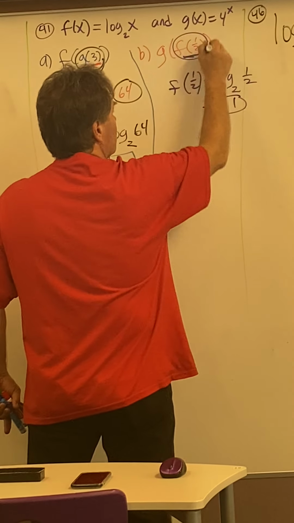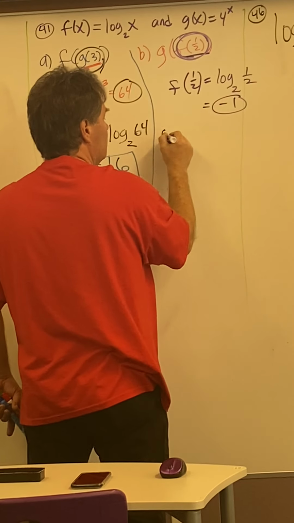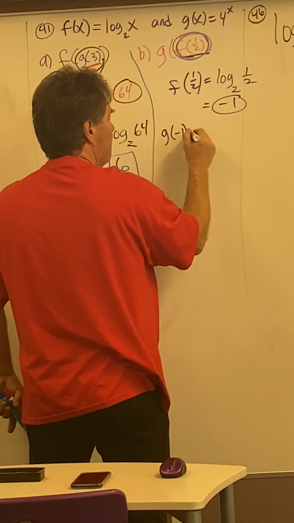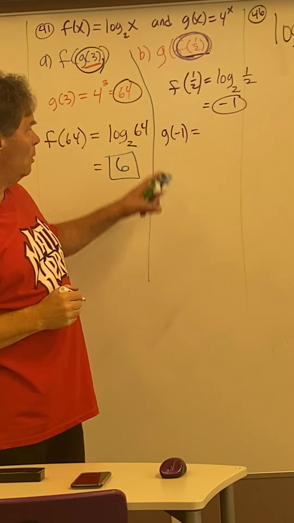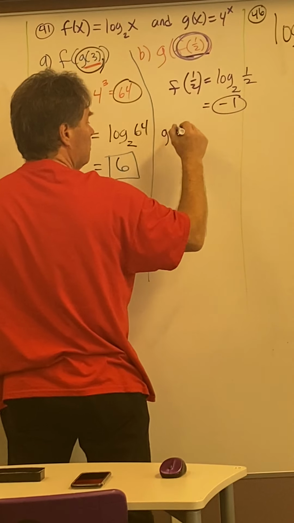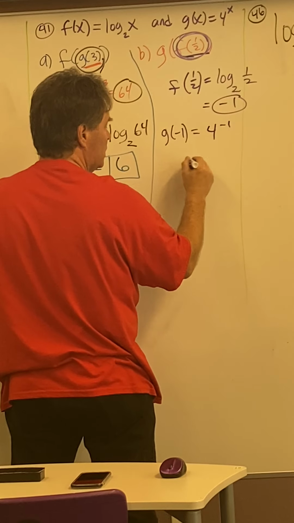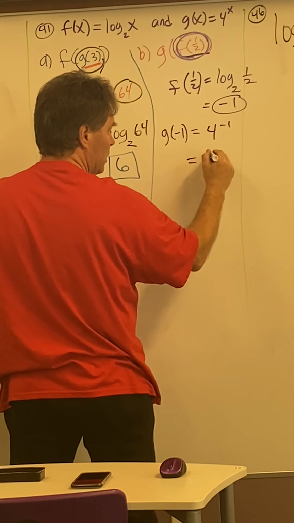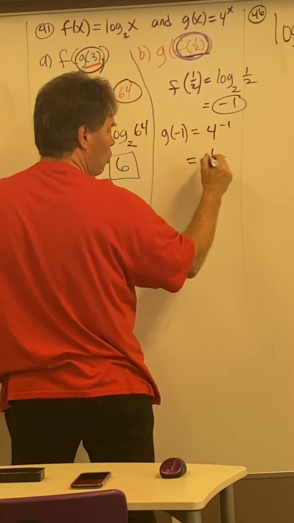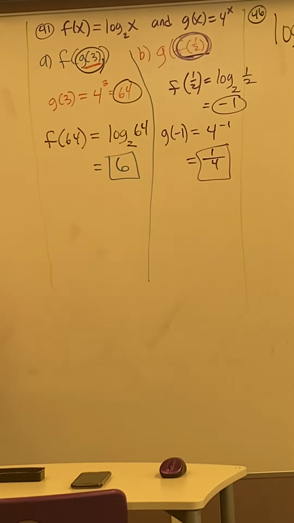So I could replace this f of 1/2 with -1, and this becomes g of -1. What does that mean? That means I go to the function g, wherever I see an x, I replace it with -1. So it's going to be 4 to the -1 power, which is 4 to the 1st downstairs. Can't run around topless, so 1/4 is the answer. That's how to do those.